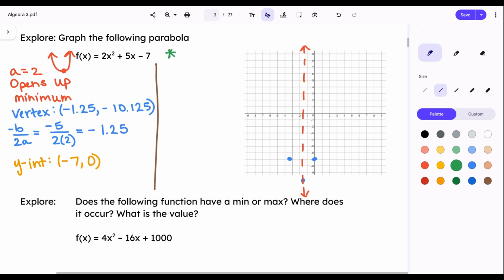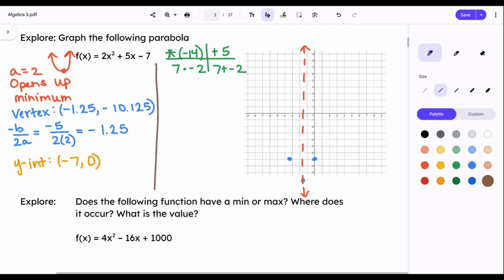Okay, so if you don't remember how to factor these, you always have to take a times c. So that's where I got that negative 14 from, because I'm doing 2 times negative 7. And then we want it to add to 5. So positive 7 and negative 2 would work, right? Okay, now you can't just go straight to your parentheses. You have to rewrite the problem and you have to rewrite the 5x with the 7 and the negative 2.